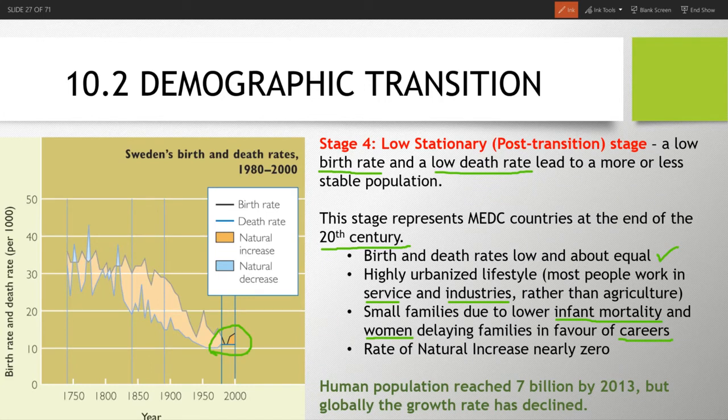So some women are, rather than being 20, they might be 30, even 40 or even older before having families. So that's going to result in, over the course of their lifetime, fewer kids that they're going to have.